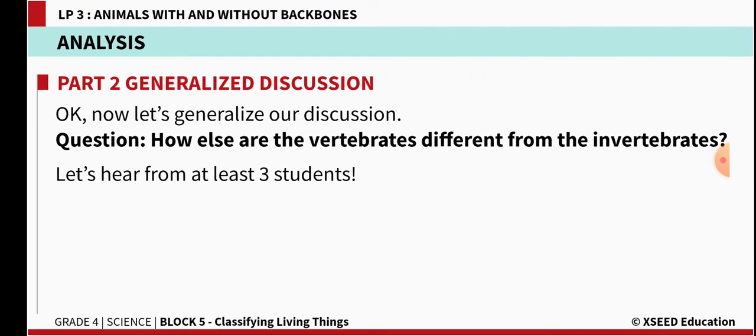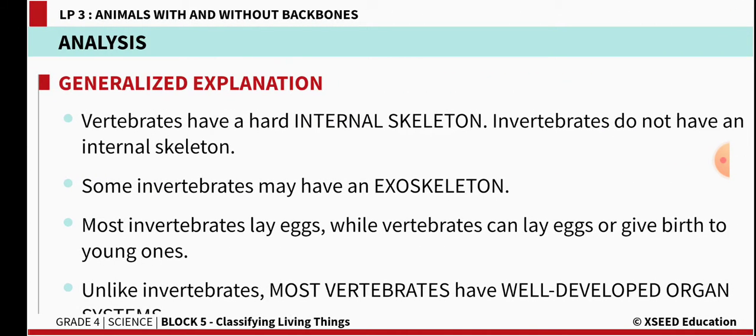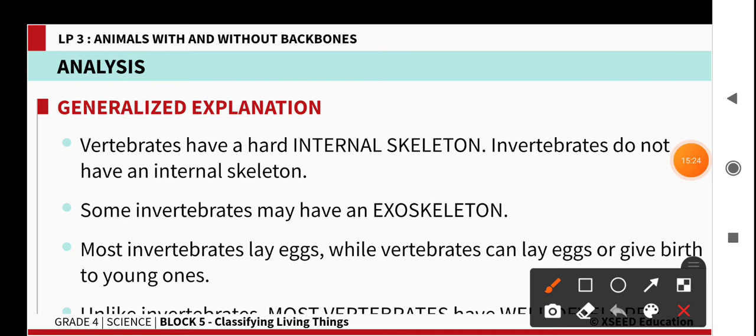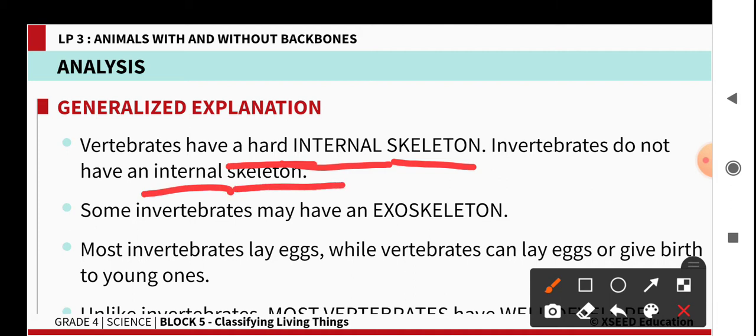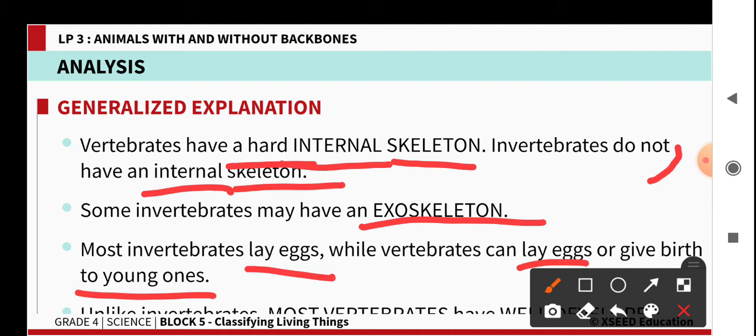Now, next question. How else are vertebrates different from invertebrates? You know very well, just now we discussed that vertebrates have a hard internal skeleton. You saw in the picture what their skeleton is like. Whereas invertebrates do not have an internal skeleton, they have an exoskeleton outside the body. Most invertebrates lay eggs, whereas among vertebrates, some animals lay eggs and some give birth directly to the young ones.